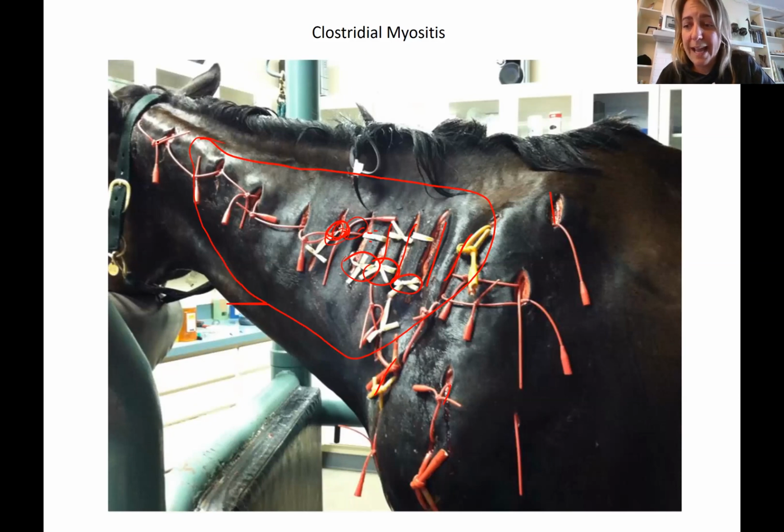So here's where we're going to end with non-steroidal anti-inflammatory drugs. In the next lecture, we're going to be talking about steroidal anti-inflammatory drugs.